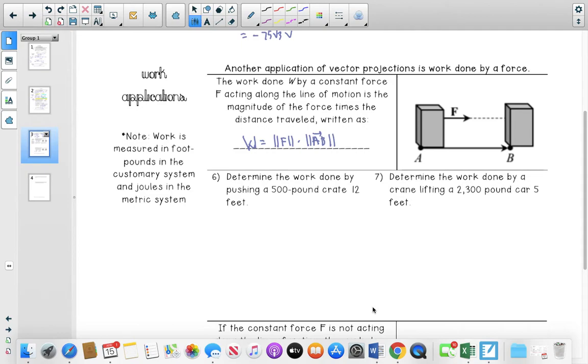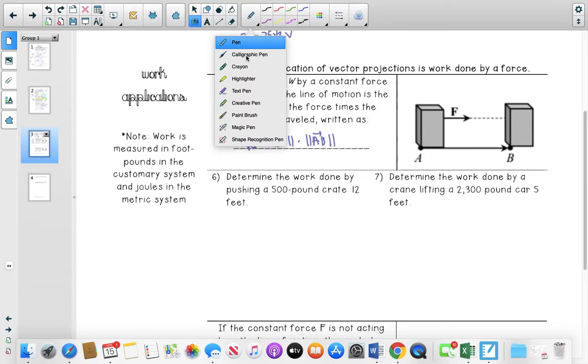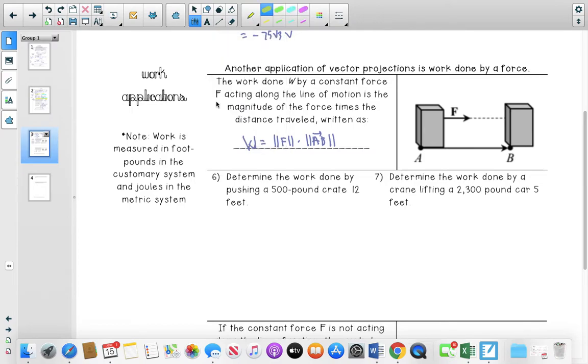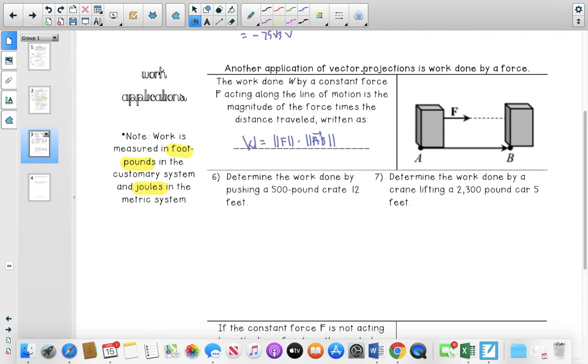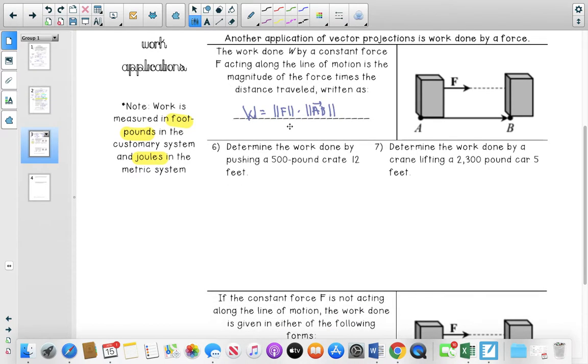Examples on this one, but they don't take a whole lot of time, and this is work. And in case you haven't done physics, which I haven't either, just to let you know, work is measured in foot-pounds in the customary unit and then joules in the metric, so just keep that in mind. Labeling might be difficult for some of you if you haven't taken physics, and that's fine, but just try to label them correctly.